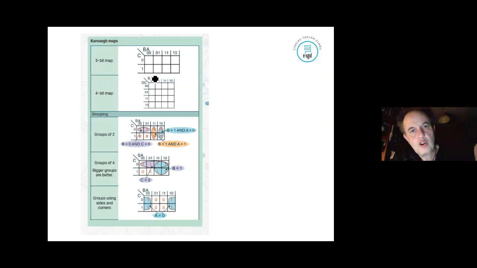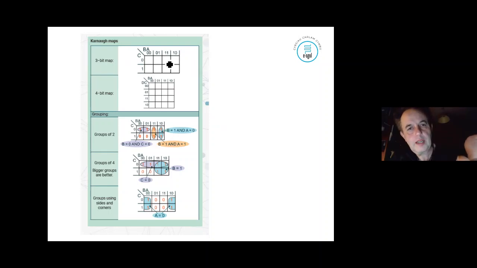The Karnaugh map will be given to you, you won't have to draw it. You will never have to draw that Karnaugh map, with the numbers on it. It will always be given. It will either be a 3-bit or a 4-bit. What you will do is put ones into it in order to try and cancel them out.